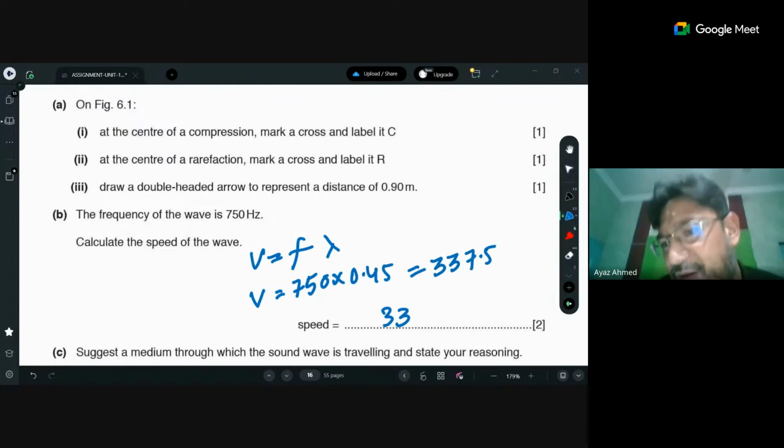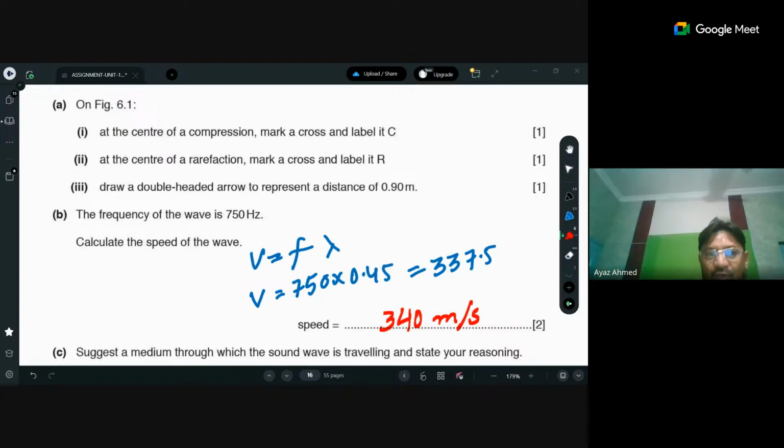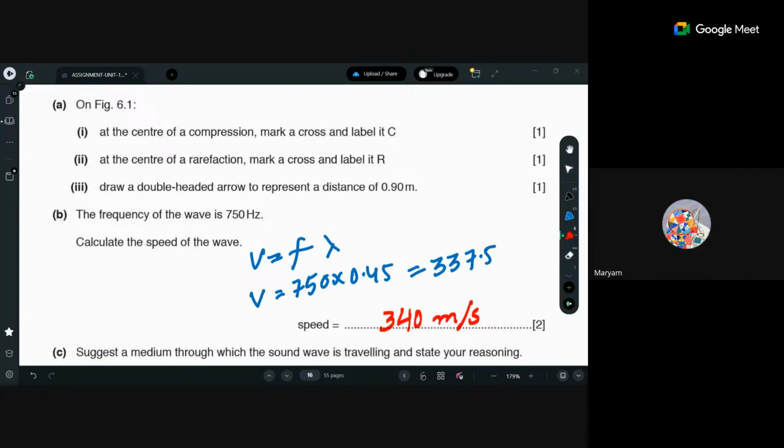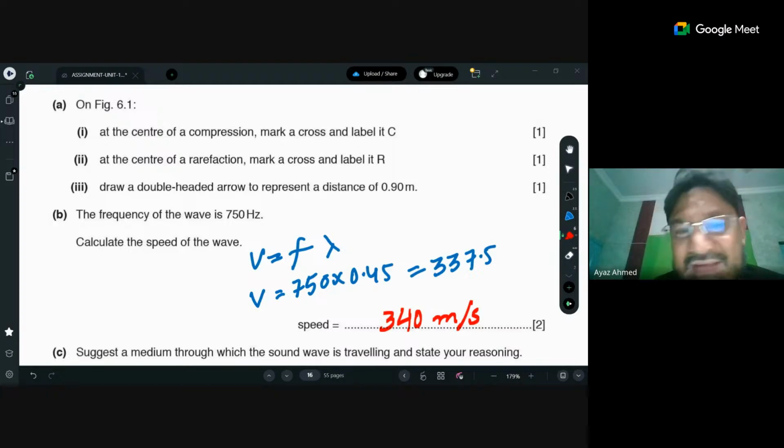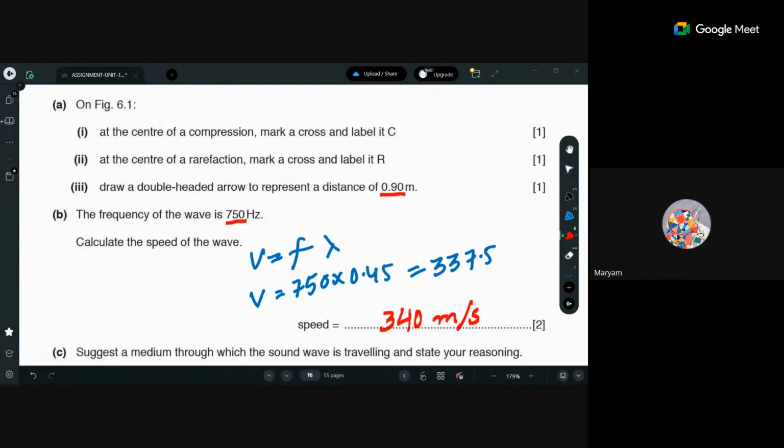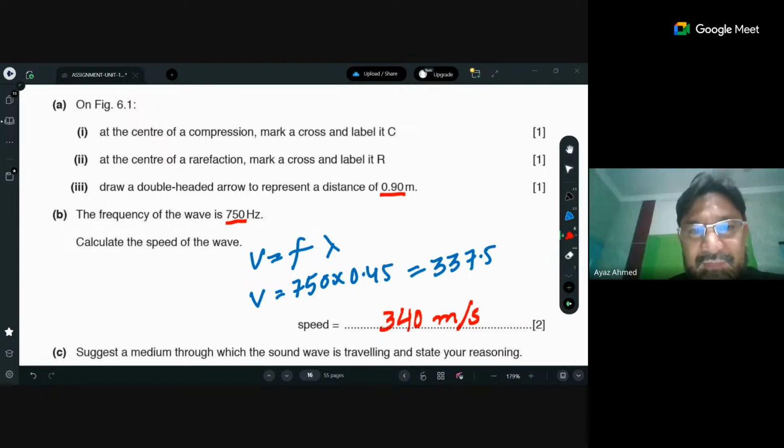You will write 337.5, but your answer would not be in these significant figures. You will write your answer as 340 meters per second. Are you getting my point? 338 is three significant figures. So here in your data, you have two significant figure data. Okay, got it. Remember this thing.